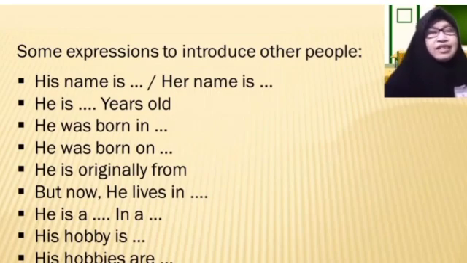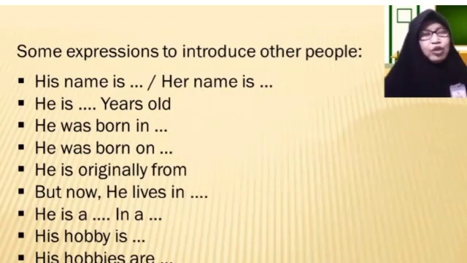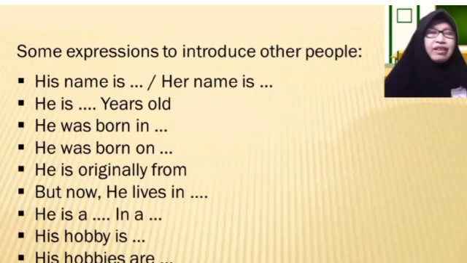Then to talk about the origin of him or her, you can say he is originally from blah blah blah, but now he lives in blah blah blah. To say occupation, you can say he is a blah blah blah in a blah blah blah. And to talk about hobby, you can say his hobby is, or his hobbies are blah blah blah. And about family, you can say he has blah blah blah brother and blah blah blah sister. Or you can also say he is the only son in his family and so on.